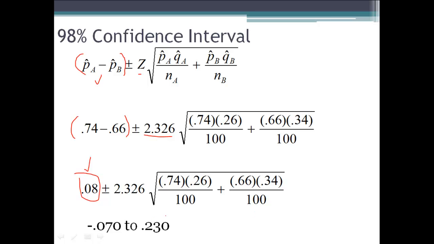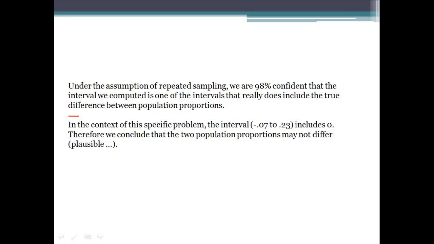That interval includes 0, which means that the two population proportions could be equal. Again, looking for 0 in the interval works for all three of the new problems: the matched pairs t-test, the two-sample t-test, and the two-proportion z-test. Look to see if the interval includes 0. If it includes 0, they may be the same. If it doesn't include 0, then we can be confident that there is a difference.